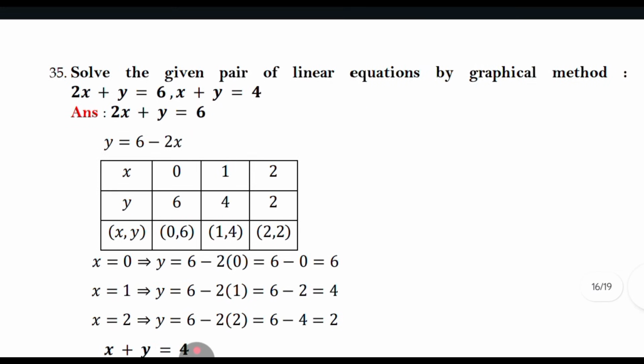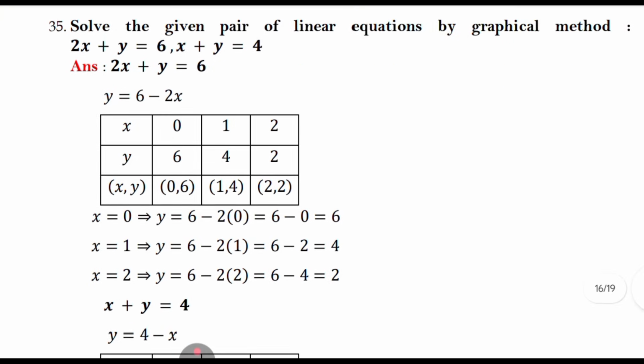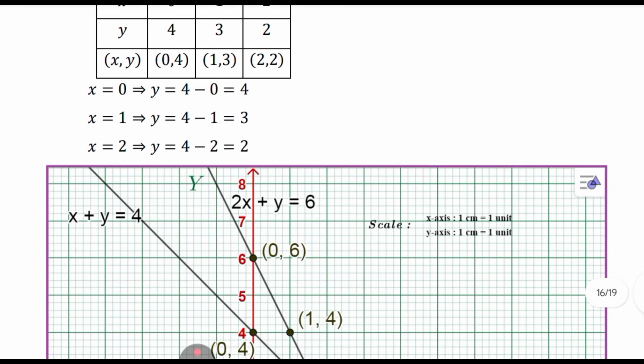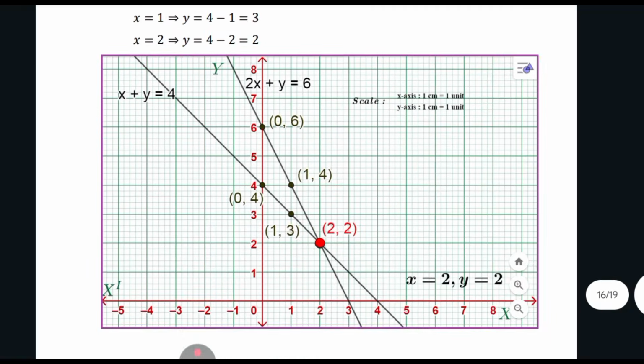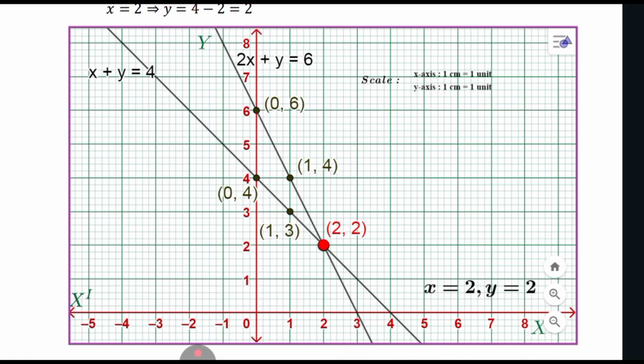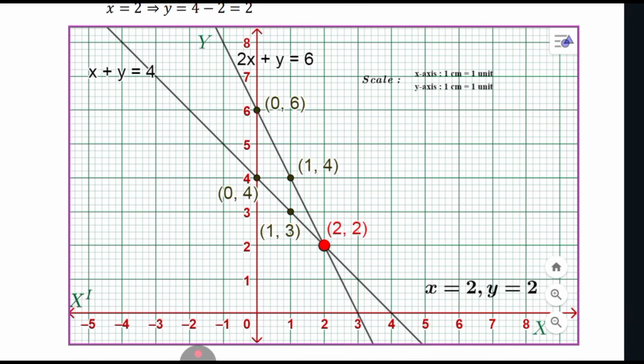And 35th question, solve the given pair of linear equations by the graphical method. 2x plus y is equal to 6, x plus y is equal to 4. The answer is, we should draw the table and also find the values. And this is the graph for that. In the graph, you should write the axes and also mention the scale. X-axis, 1 centimeter is equal to 1 unit. Y-axis, 1 centimeter is equal to 1 unit.